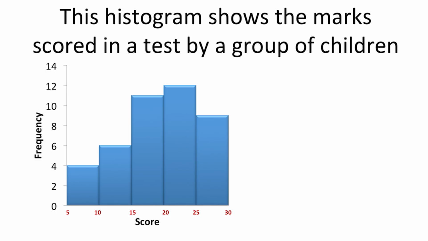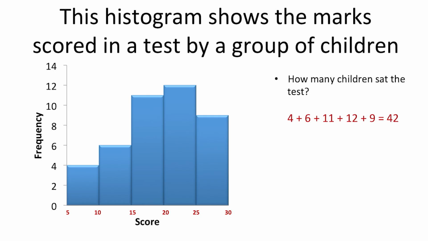Here's a question that's going to give us the histogram already plotted and ask us to interpret some results based on it. So this histogram shows us the marks scored in a test by a group of children. Now the questions are, how many children sat the test? Well, we can calculate that by looking at each bar and working out the total of each bar and adding them together. So 4 plus 6 plus 11 plus 12 plus 9 gives us 42 children in total sitting that test.